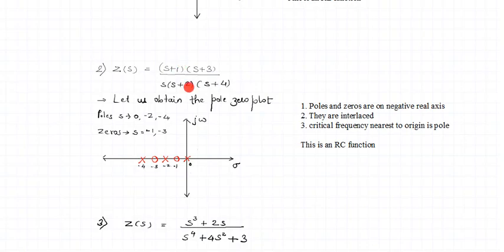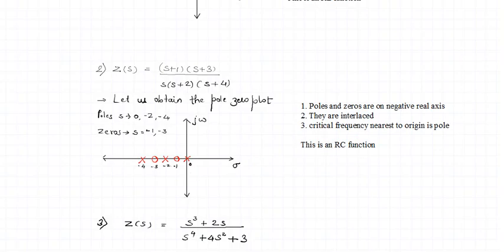Now, to identify whether it is RL or RC, look at which is closer to the origin. So here it is the pole which is closer to the origin. If it is the pole which is closer to the origin, it must be an RC function. So we have identified that this particular function is an RC function by looking at the critical frequency which is closer to the origin. That critical frequency is the pole, and therefore we say that the given function is an RC function.